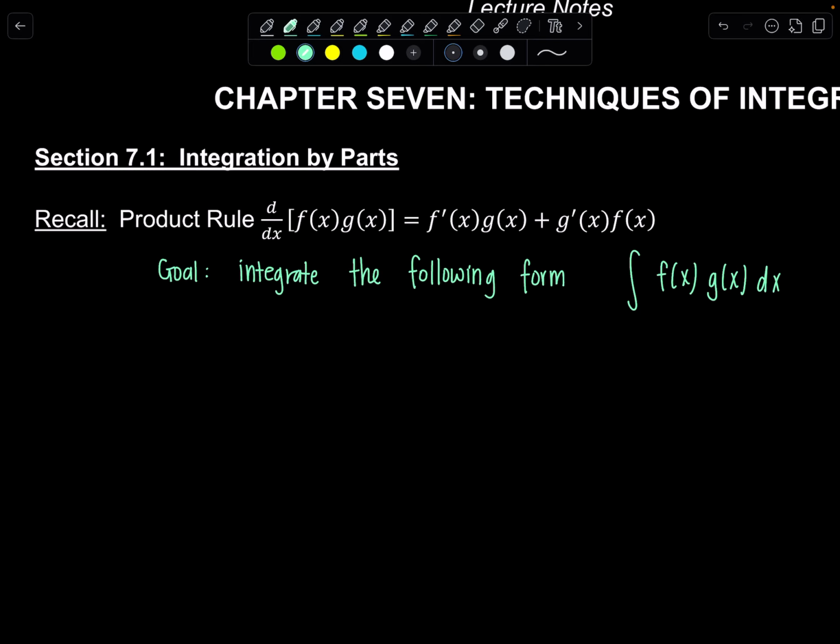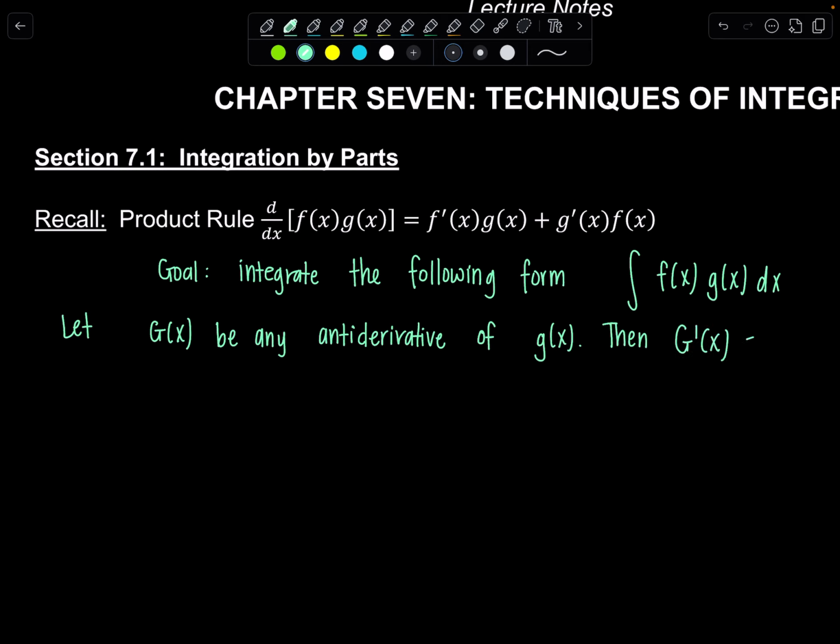So I'm going to let capital G of x be any antiderivative of lowercase g of x. And you've hopefully seen this notation before. When we use capital letters a lot, that represents the antiderivative of some function. So what does it mean if capital G of x is an antiderivative of lowercase g of x? Well, then that means that capital G prime of x is equal to lowercase g of x, right? If I take the derivative of capital G, I get lowercase g back.